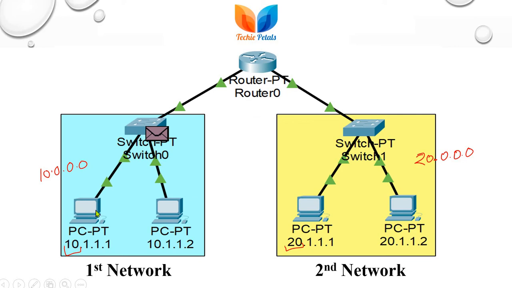So here this is the first system with host ID 1.1.1 and another system with host ID 1.1.2. Okay, so this is our host ID. I am keeping the IP addresses simple just to avoid any confusion. I have only changed the network address, and I am keeping the host IDs the same for this network as well. So here we have 1.1.1 as a host ID, and here we have 1.1.2 as a host ID.